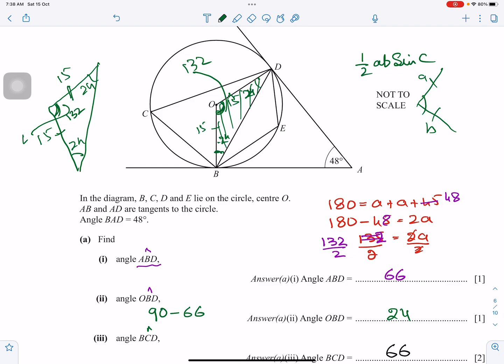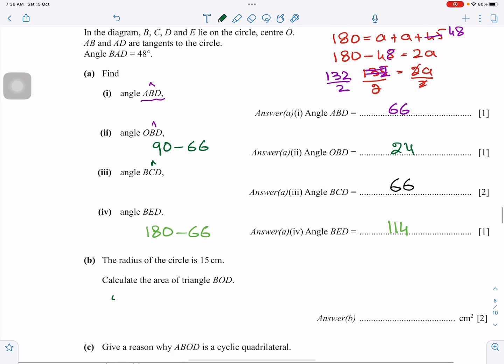So to find out this area of a triangle here, I will simply do half into 15 into 15 into sine 132. Let's do it here. Half into 15 into 15 into sine 132, right? And let's calculate it. This will give me the area of the triangle BOD. You can calculate. I'm calculating, and then we will see if the answer is right or not.